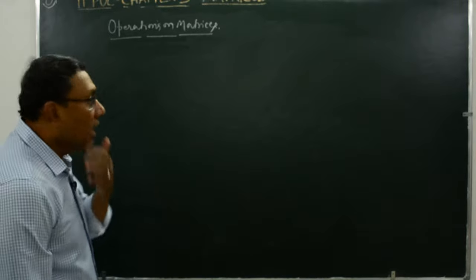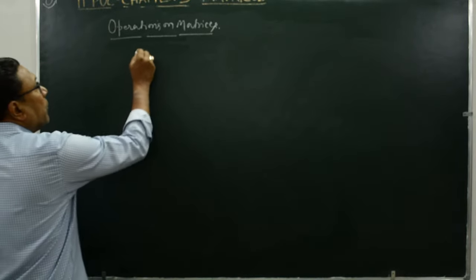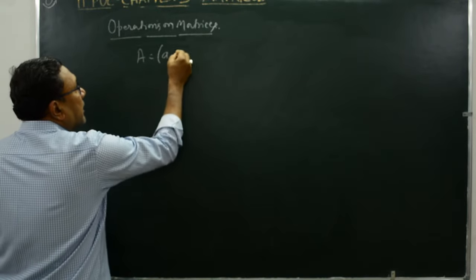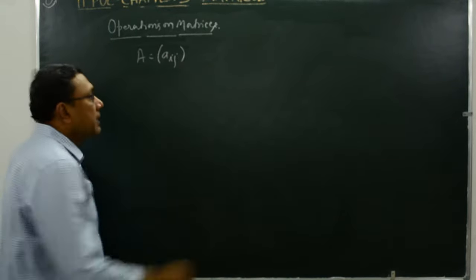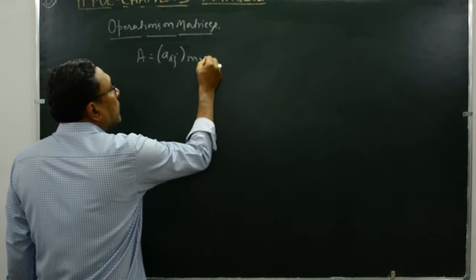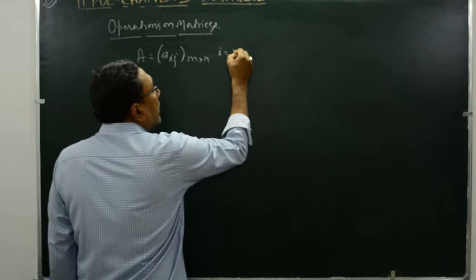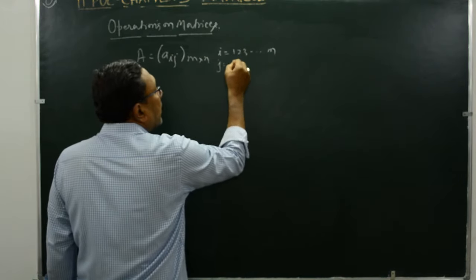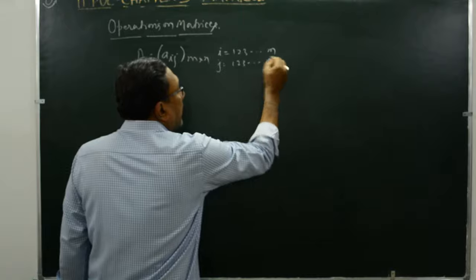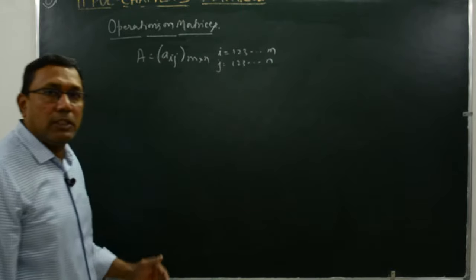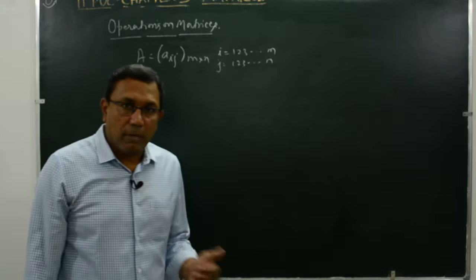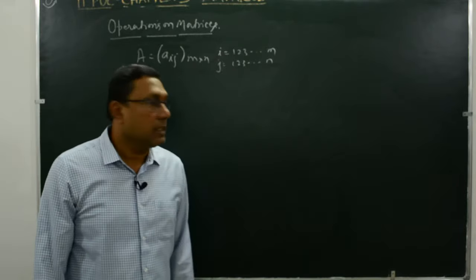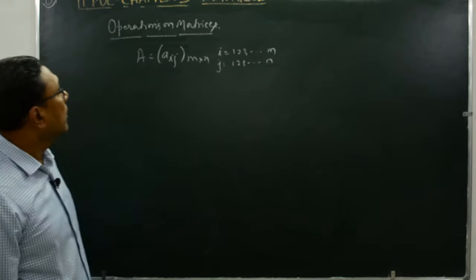I think we already know the general definition of a matrix, where it is represented as A equal to Aij of order m cross n, with i taking the values 1, 2, 3, etc., up to m rows, and j taking the values 1, 2, 3, etc., up to n columns. So this is the general definition of a matrix. Let us discuss today's class, the operations on matrices.